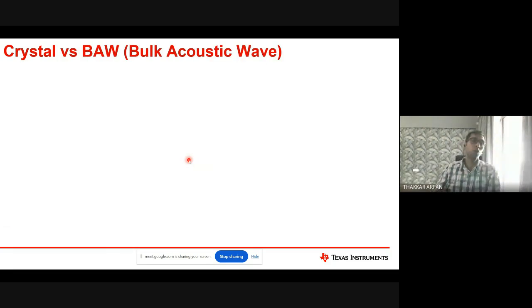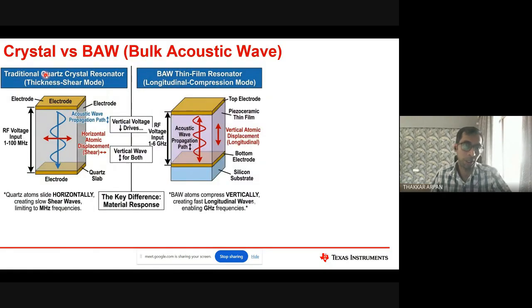Now, let's move on to one more type of crystal, that is nothing but bulk acoustic wave. Fundamentally it also works like a crystal. It's just that the material is different, and the way it vibrates is different.